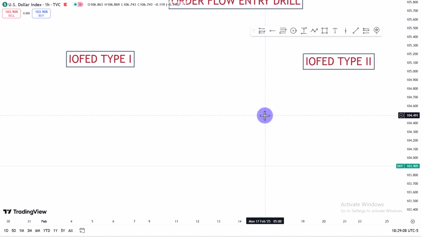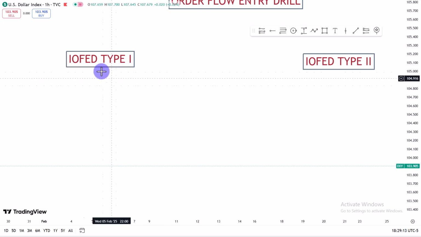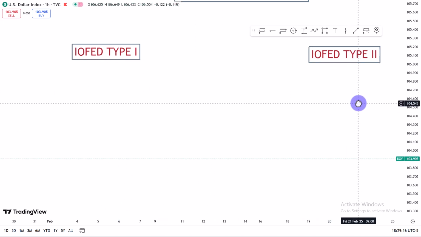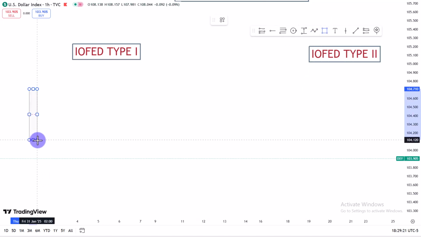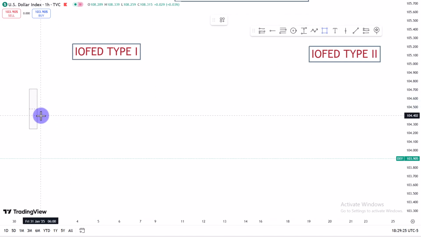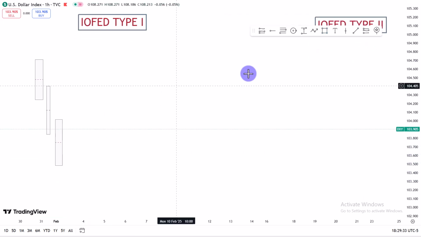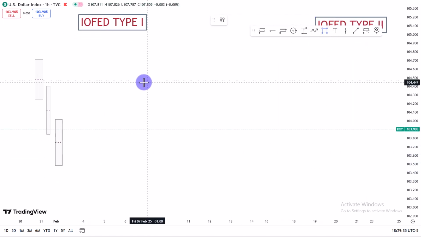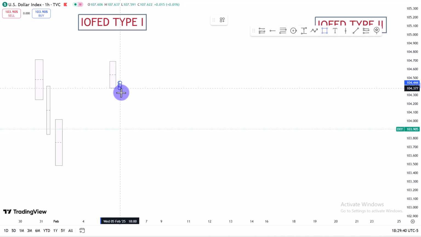Okay, so I said first identify the objective on the higher time frame, then you come down to the lower time frame to identify either the IOFED type 1 or IOFED type 2. The IOFED type 1 is we need to see price action create a fair value gap by the left and a fair value gap by the right. A fair value gap is a 3 candle price action. For example, if price action is selling and we see price action create fair value gap by the left and fair value gap by the right, this is what it means.